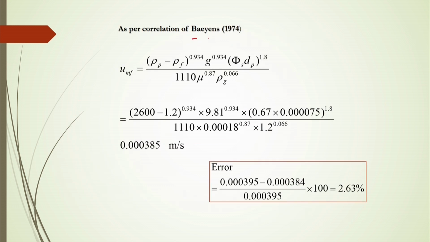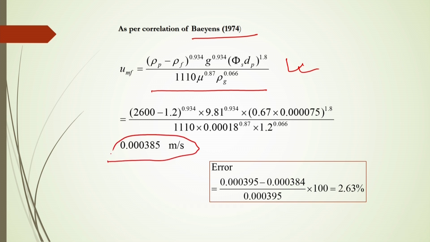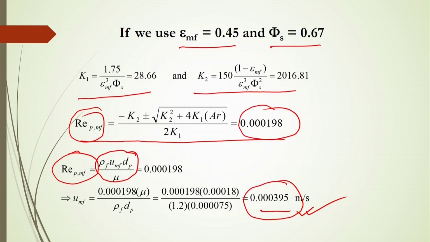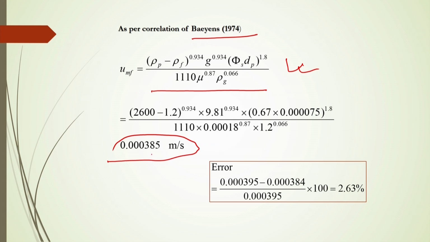Now, as per the correlation of Baeyens, if we substitute all the variables in this correlation, then we can get the minimum velocity as 0.00385, whereas in the previous case we have calculated the minimum fluidization velocity as 0.00395. Here it is coming as 0.0019, sorry 0.395, and in this case it is coming 0.0385. So, 385, 395, it is nothing, there is only hardly 2.6% error.